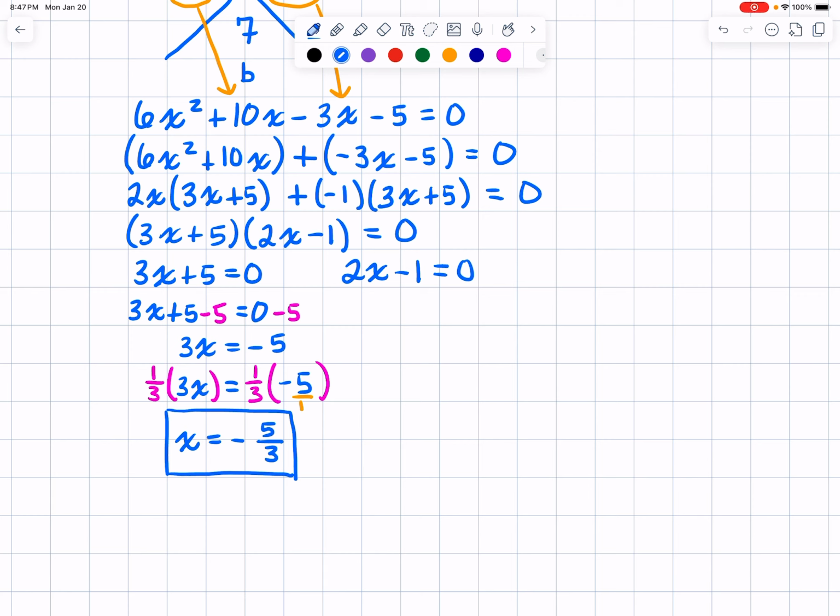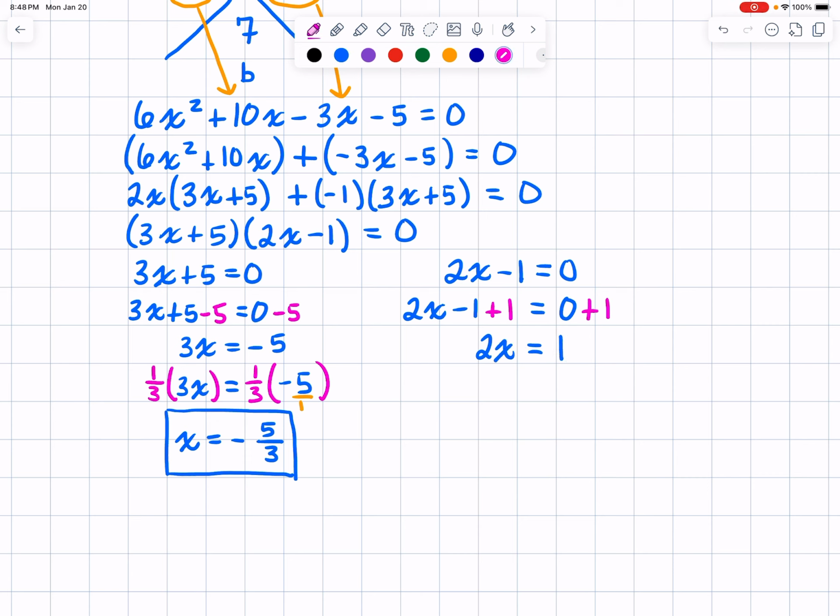But we have a second final answer over here, so let's not forget about it. I'm going to move it over a bit so we have room. Our first step on the second equation is to add 1 to both sides. So I'm going to go 2x minus 1 plus 1 equals 0 plus 1. On the left-hand side, you're just going to be left with 2x. On the right-hand side, you're going to be left with 1.